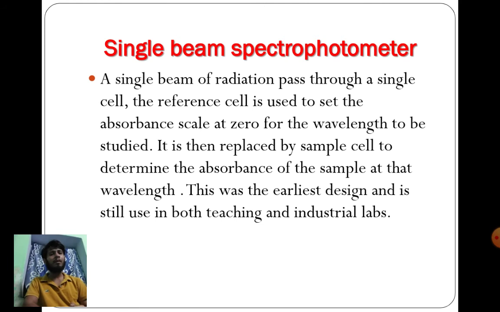Okay. Now there are two kinds of spectrophotometer, single beam and double beam. Single beam, as it mentions, is a single beam. This single beam first passes to the reference cell, by which the absorbance is set to 0, and then this single beam passes to the sample cell and measures its absorbance value. It is very early in design and is still used in both teaching and industrial labs.